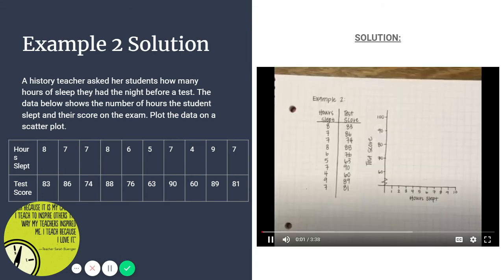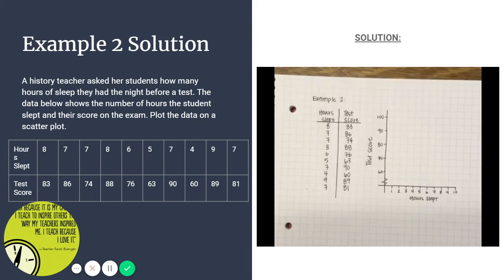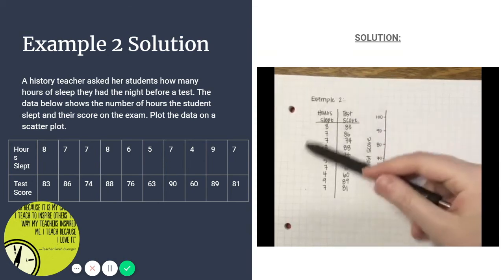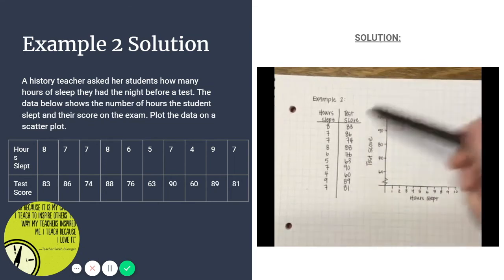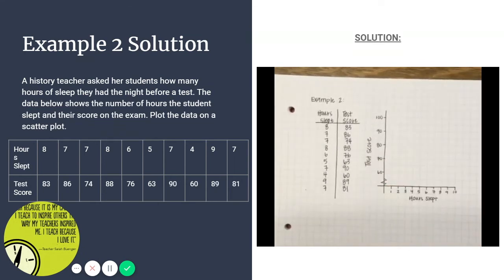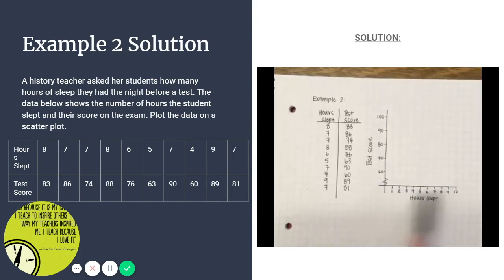Example 2 says, a history teacher asked her students how many hours of sleep they had on the night before a test. The data below shows the number of hours the students slept and their test score on the exam. Plot the data on the scatter plot. So you'll notice in the question online, it does have the table in a horizontal format. It's the exact same data. I just put it in a vertical table just so that it fit better on my page, but it's the exact same data. I went ahead and created my axes again.